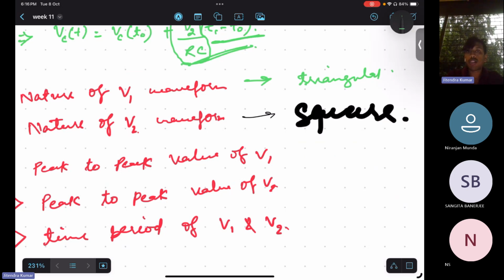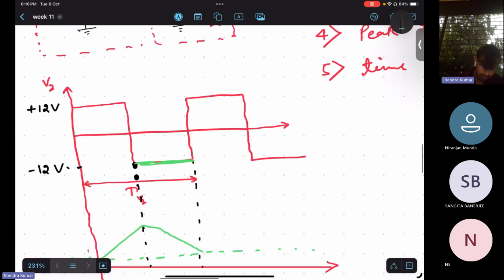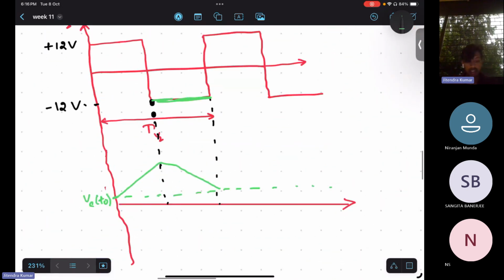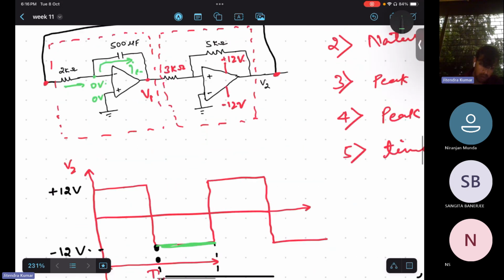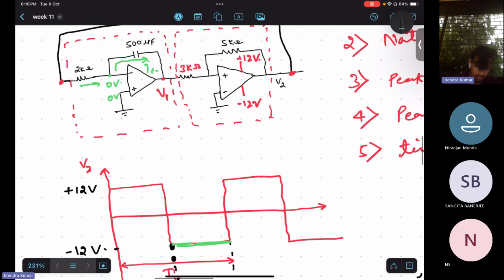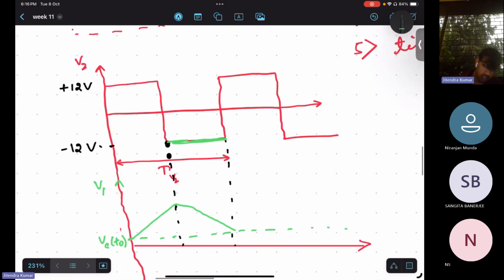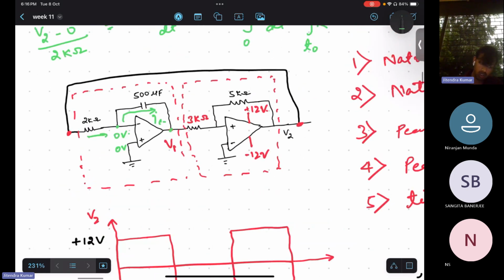The important part is to calculate the time period of both the signals, right? From these waveforms, you can observe that the time period of V2 and V1 are both the same. Why am I calling V1 equal to Vc? V1 is equal to Vc because this terminal is 0 and this is V1. So 0 minus V1 is equal to minus Vc. In that way it is equal.